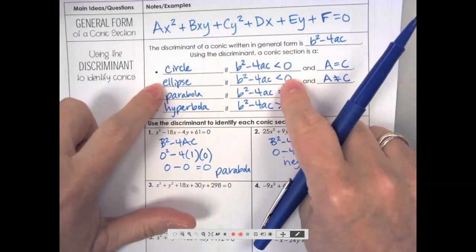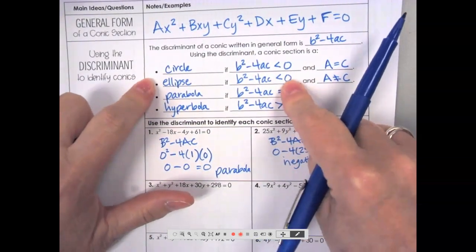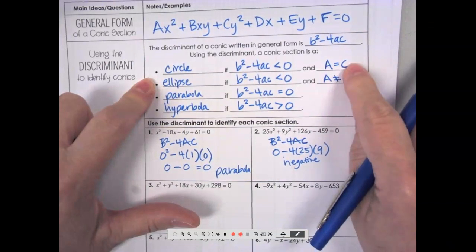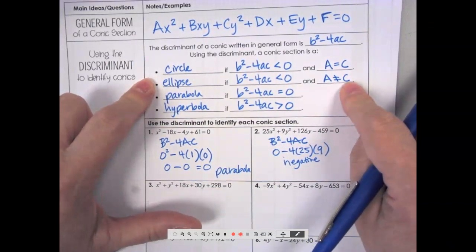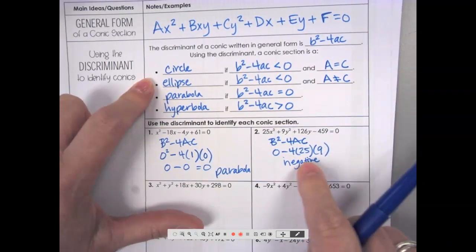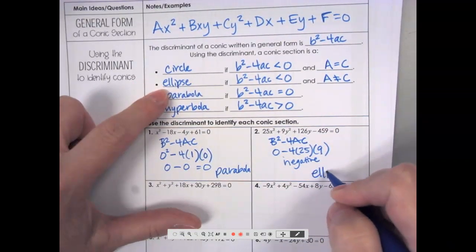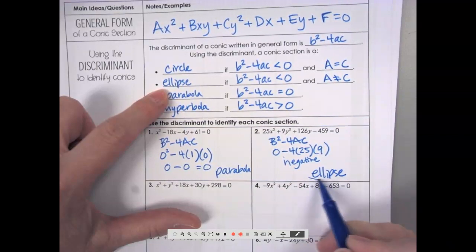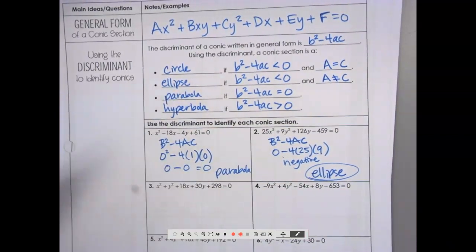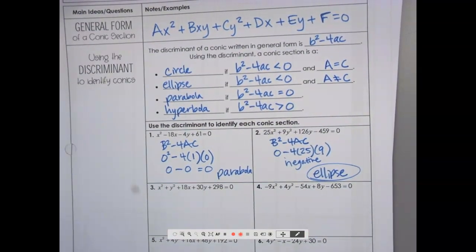That narrows it down, but I still have a little bit of work to do. Is A equal to C, or is A different from C? They were different. They're right there. So it is an ellipse. Easy enough? I'm going to do a couple more.